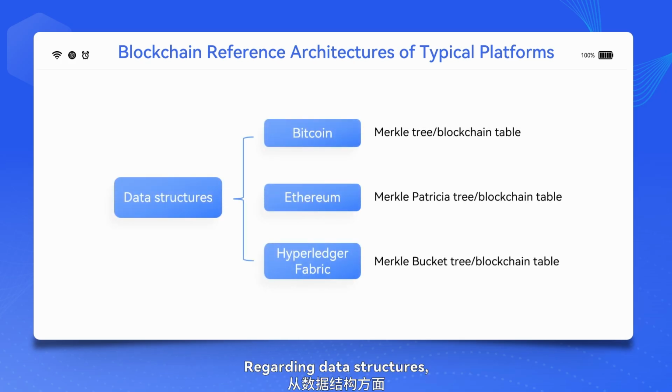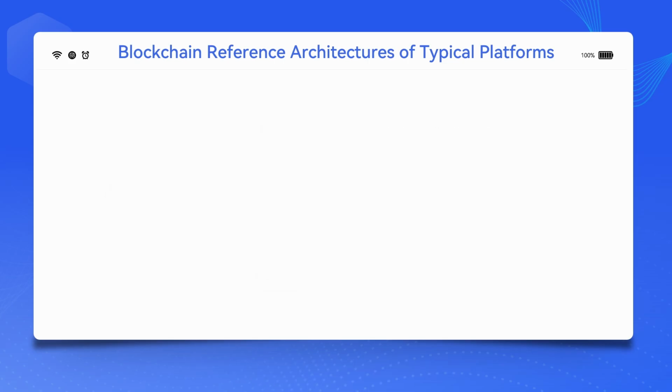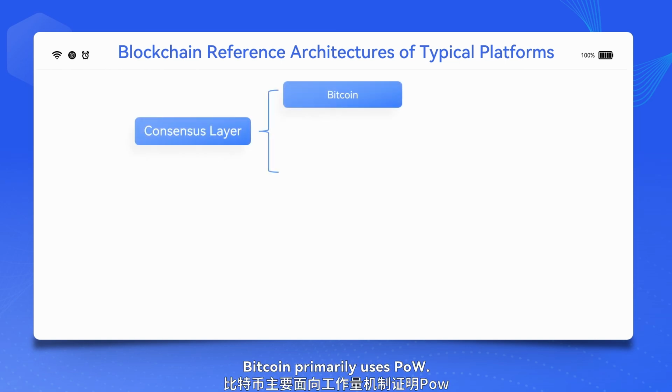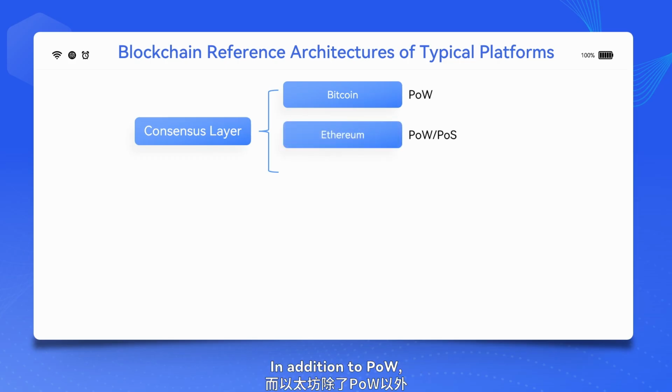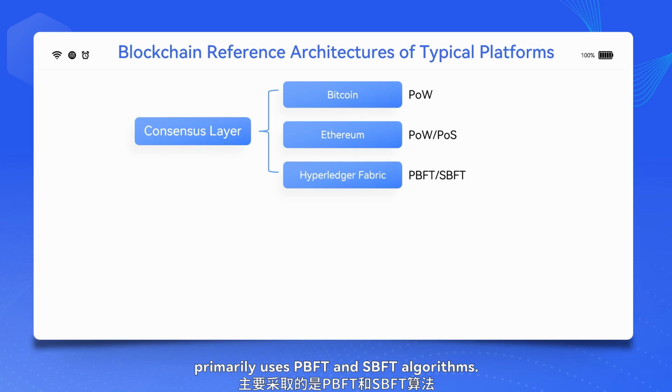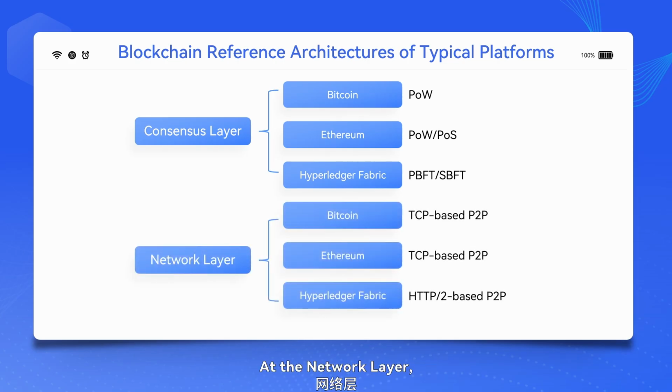Regarding data structures, all 3 are fundamentally similar, being based on Merkle trees and blockchain. At the consensus layer, there are some differences. Bitcoin primarily uses POW. In addition to POW, Ethereum also supports POS. Hyperledger Fabric primarily uses PBFT and SBFT algorithms. At the network layer, all 3 platforms generally use point-to-point P2P networks.